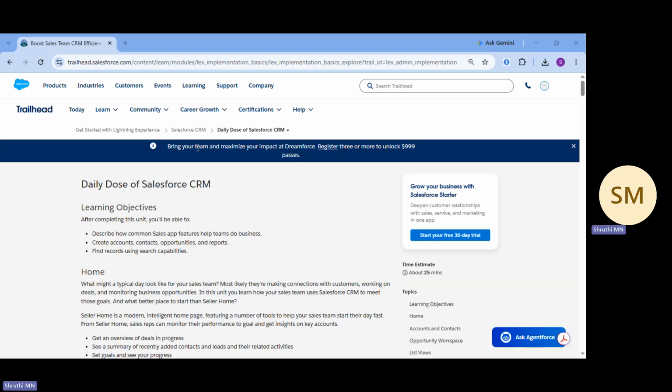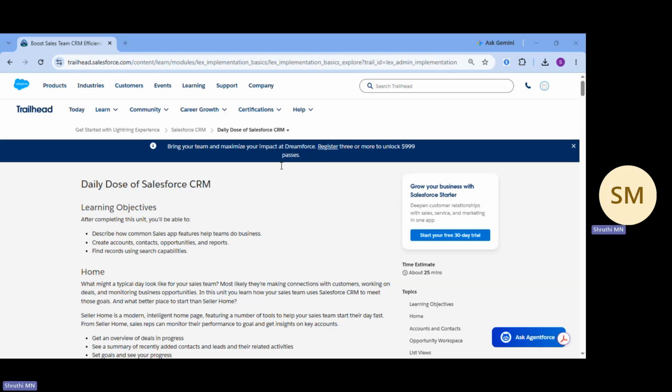Here's where many Salesforce beginners get confused. They hear account, contact, lead, opportunity, and they think, wait, aren't all of these just customers? Not exactly. And understanding the difference between them is one of the most important Salesforce fundamentals. So let's break it down in the simplest possible way.